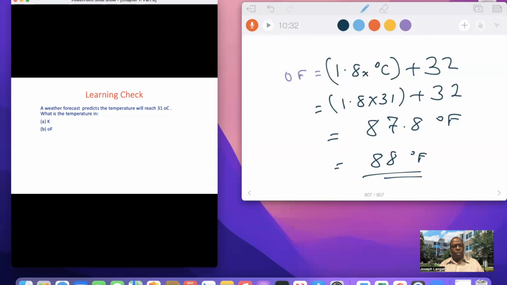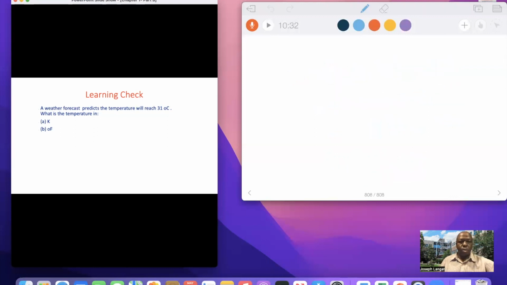Sometimes when you check out the answers at the back of the text, they are slightly different from what you see on your screen. Please pay attention to significant figures.